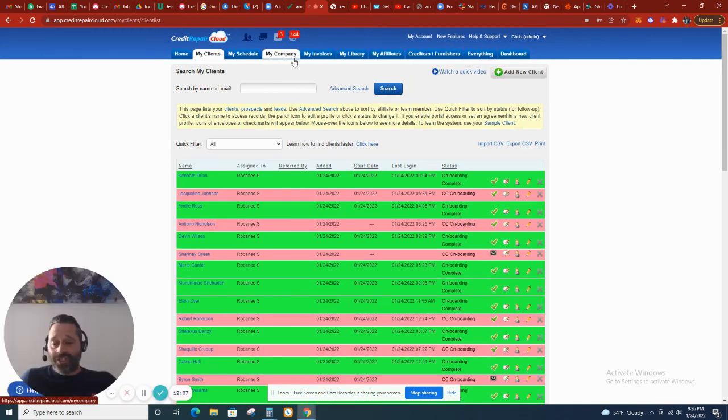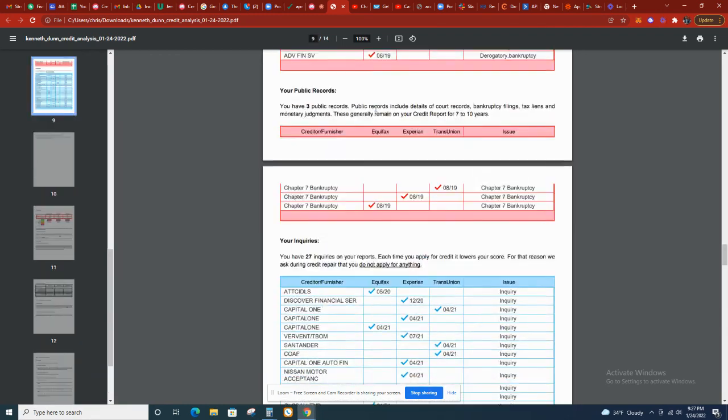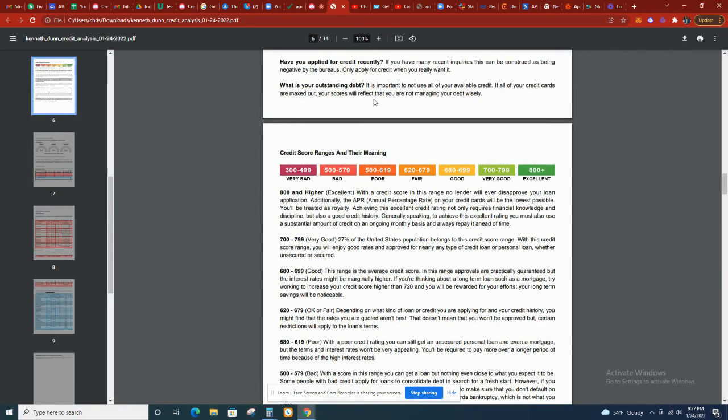And that's simply just using the software. Get those clients in here, send them that onboarding email, get them onboarded, provide them with that audit, and really the rest is a piece of cake, because you've already showed them this credit audit. Very powerful.